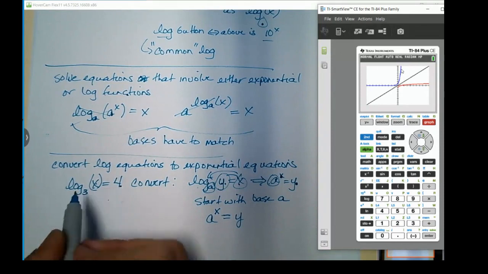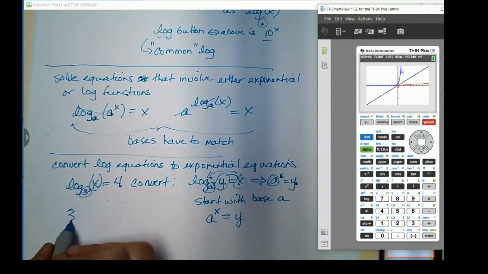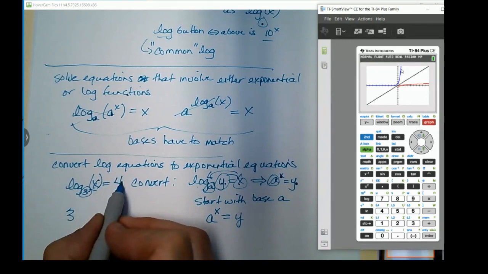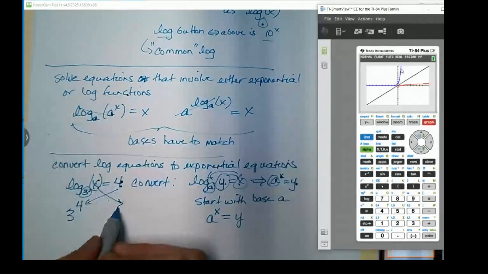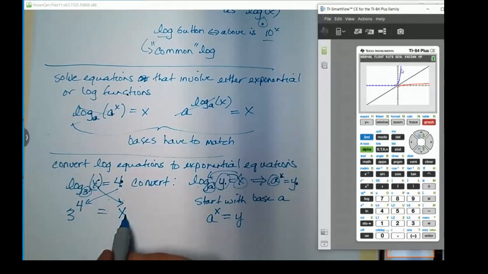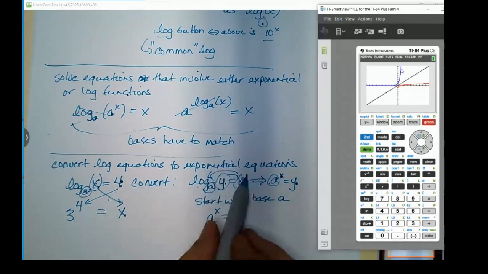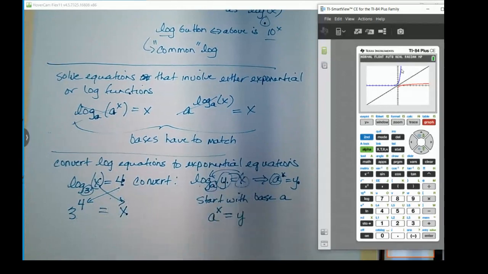So let's do that with this one. We're going to start out with our base of 3, and then the x and the 4 are going to switch sides. The 4 is going to come over to this side and become the exponent for the 3, and the x is going to go to the other side of the equation, and that way it's not inside of the log anymore. What we just did is convert from a log equation to an exponential equation.